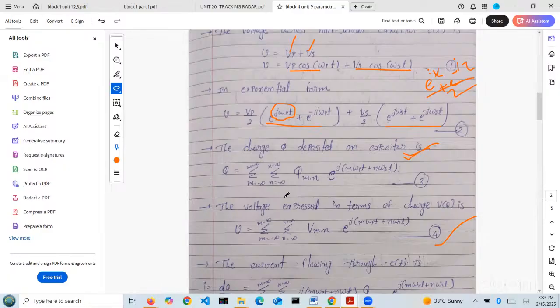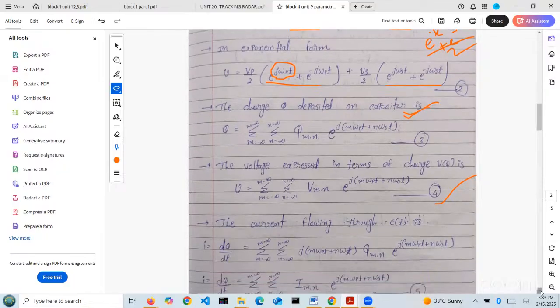The first equation is the charge equation. The second equation is the voltage equation. What is the difference between the charge equation and the voltage equation? Only one term. See, here I wrote Q of mn. Here I took V of mn. Remaining all terms are similar.